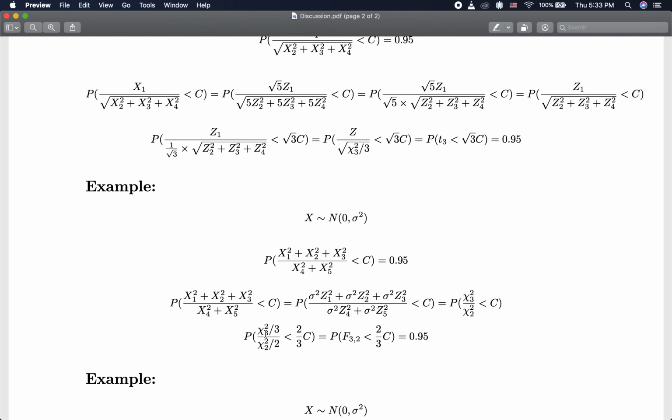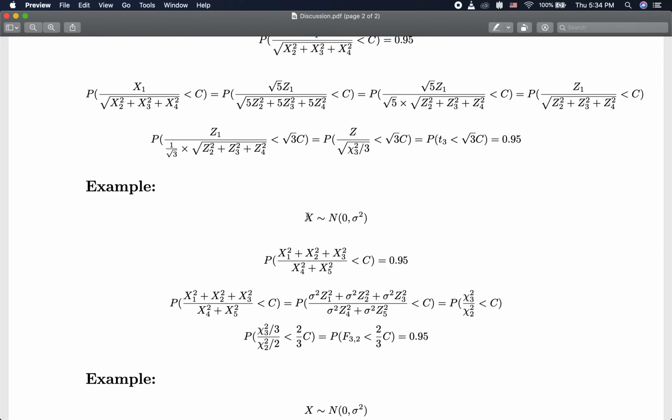So that's that. Now we are going to multiply 2 over 3 on both sides. That will give us the numerator divided by 3, and the denominator divided by 2. By definition, that gives us an F distribution with degrees of freedom 3 and 2. The right-hand side is still 2 over 3 multiplied by C. So now we can use the F table to find the quantile for 0.95, and then we can get the value of C from there.